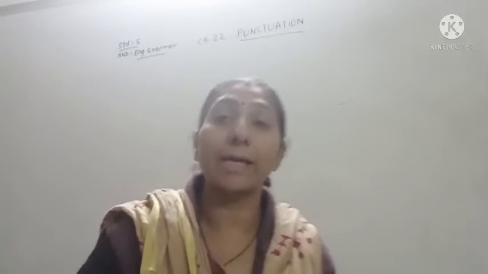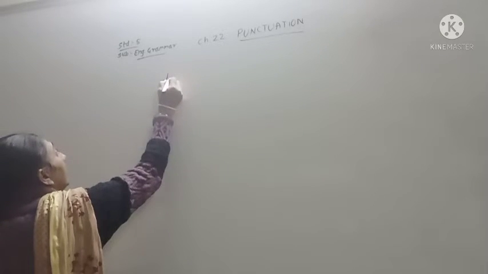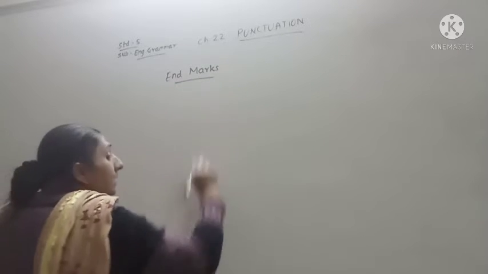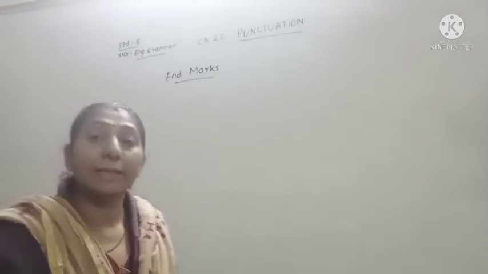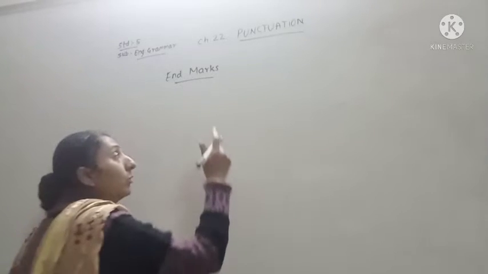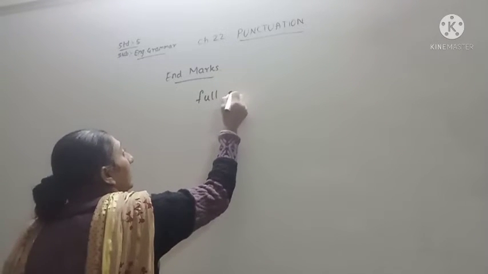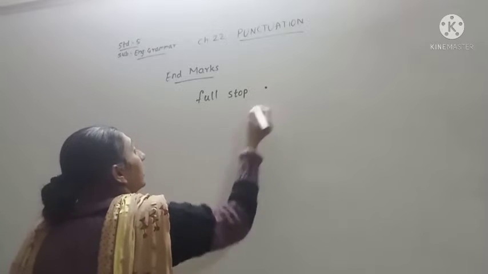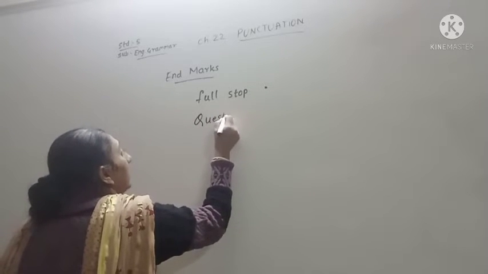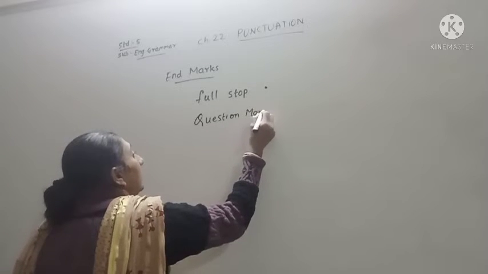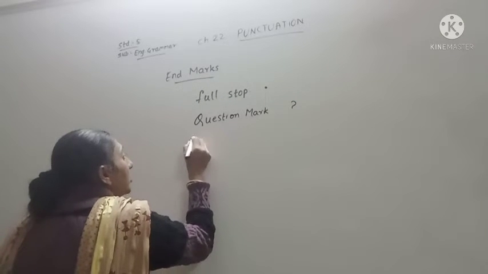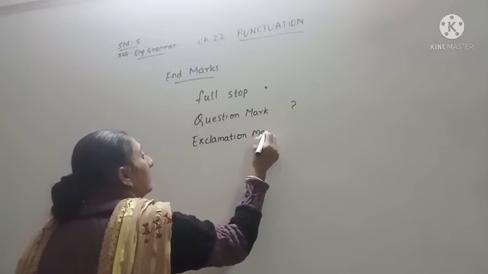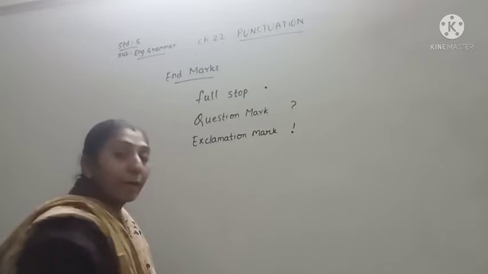Then our next punctuation mark is end marks. When do we use end marks? At the end of the sentences. At the end of the sentences, we use a full stop, that is a dot, then question mark, then exclamation mark. So these are the end marks.